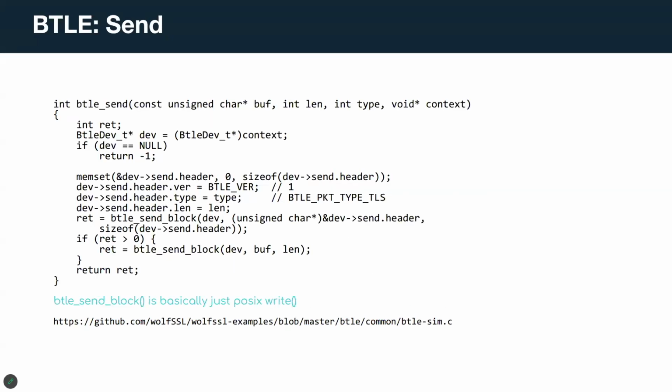So the send is very simple. You're going to check for the right BTLE version, which in this case is hard-coded to 1. You're going to check for the type, and make sure that the type is actually TLS. You're going to grab the length, set the length, and send that over via BTLE send block. BTLE_send_block is basically just POSIX write, so you're using write to send this over the FIFOs. FIFO, by the way, stands for first in, first out.